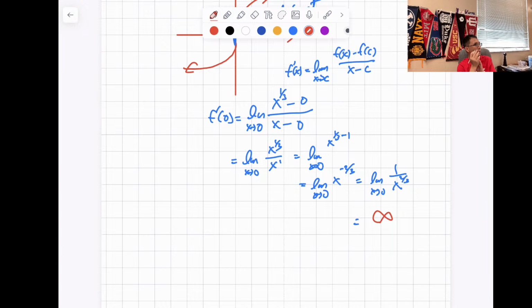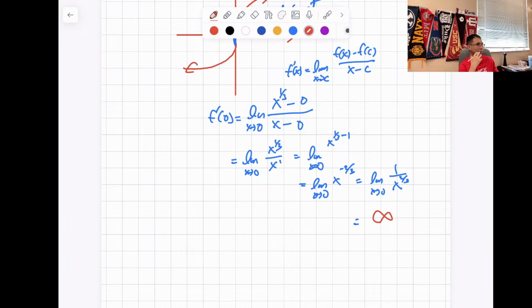Why is this not infinity? Because imagine the slope is 2, 3, 4, 5, 6, 7, 8, 9, 10. And if it's a straight line, it's infinity. There's no next step. It's like a wall. A wall is like an infinite slope.